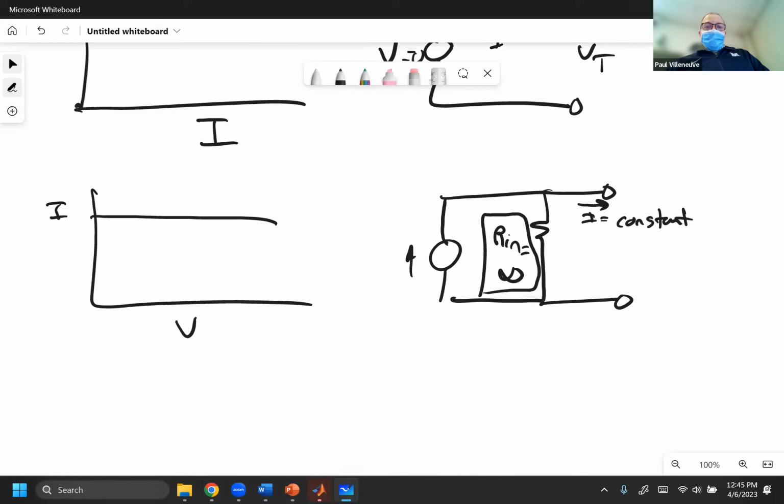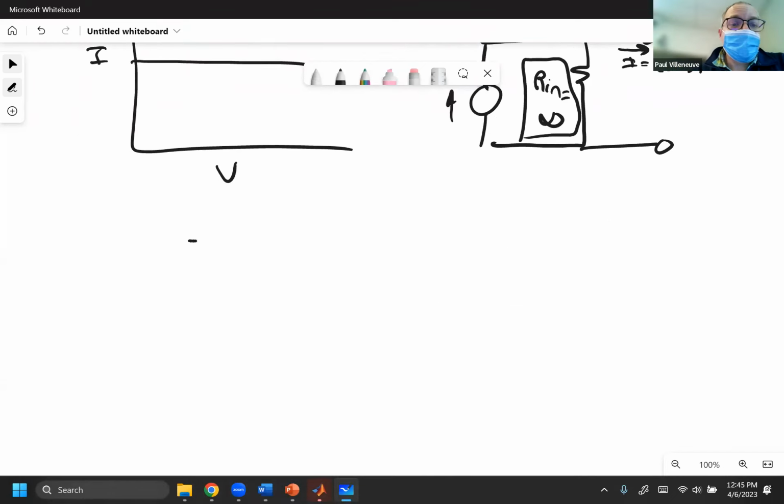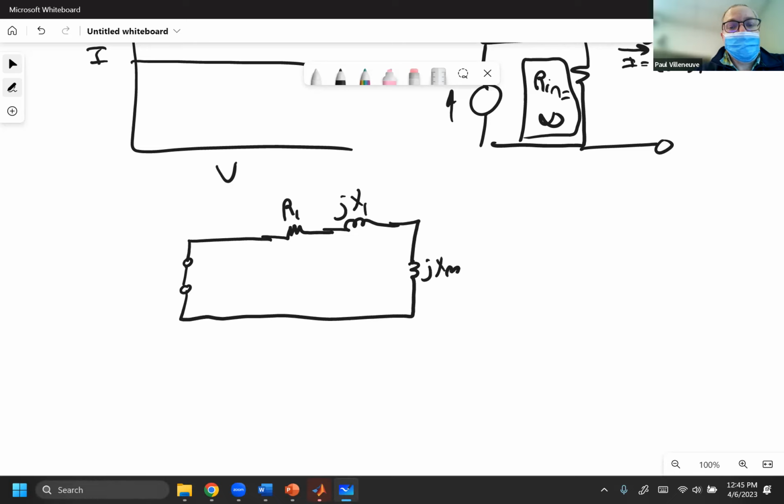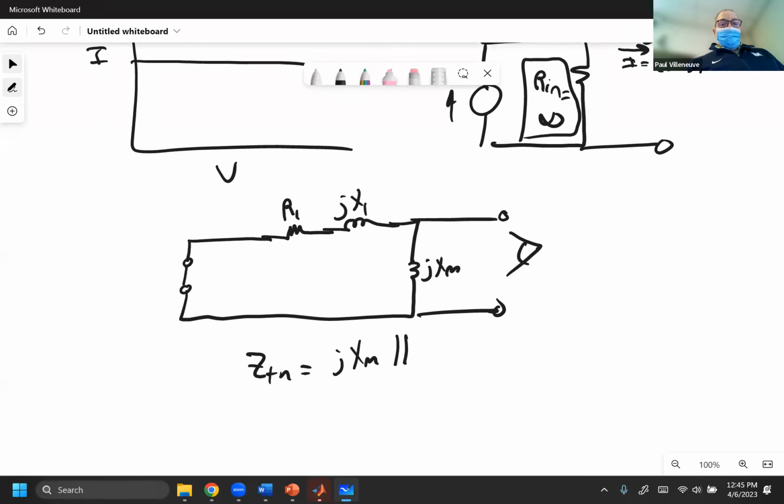All right. So now we're going to go back in. How do I replace that voltage source by turning it off? I replace it with its internal impedance. It's ideal, so it's going to be equal to 0. So now what I'm left with is jX1, jXM, and I'm looking for the impedance at that terminal. Hopefully you can see that Z Thevenin is equal to jXM in parallel with the series combination of R1 plus jX1.